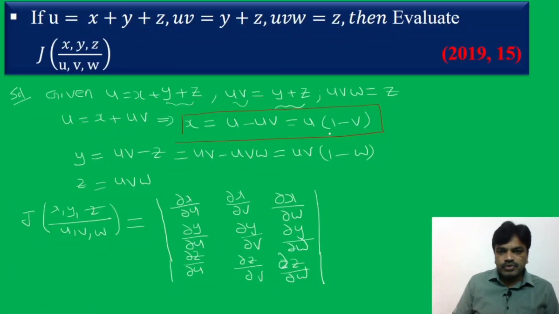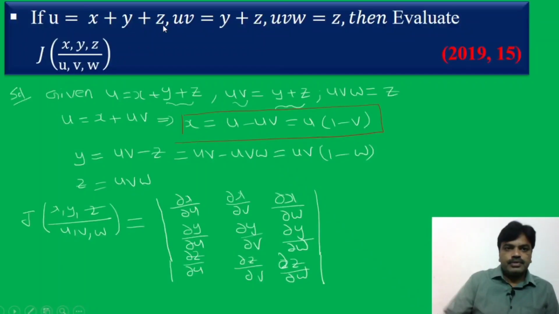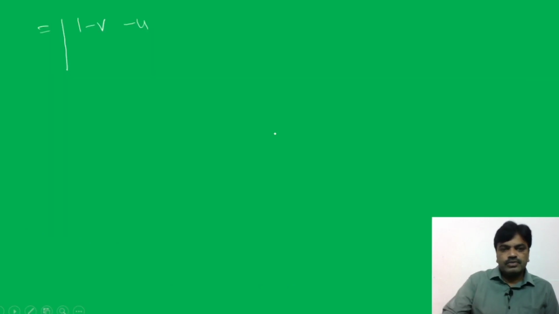Dou x by dou v: obviously the derivative of u with respect to v is 0, the derivative of v is 1, so we get minus u. Dou x by dou w: there is no w, so with respect to w, u and v are constant, so the value is 0.